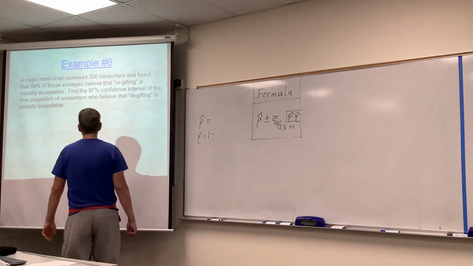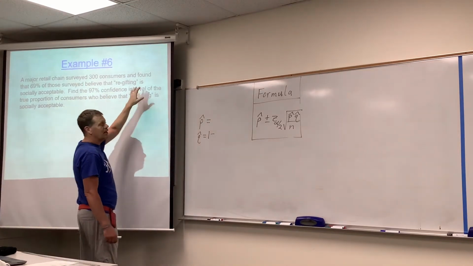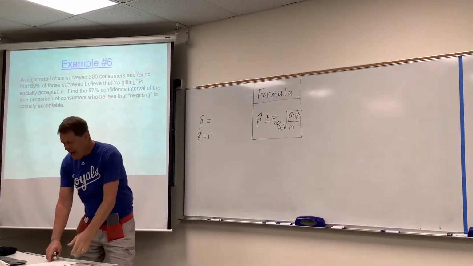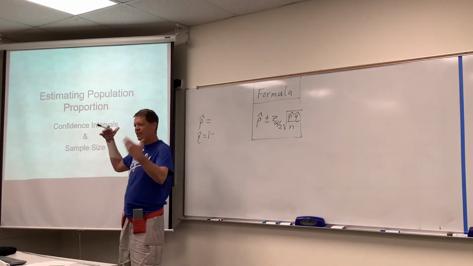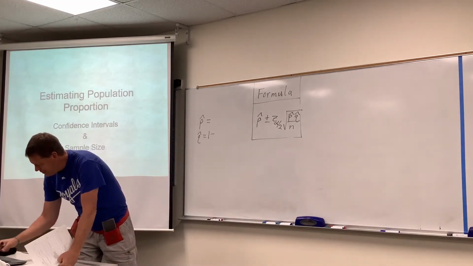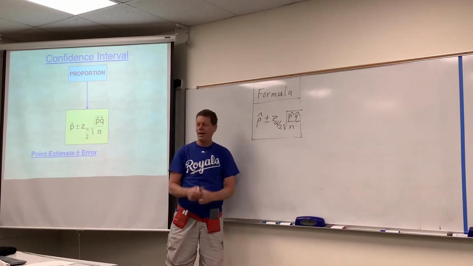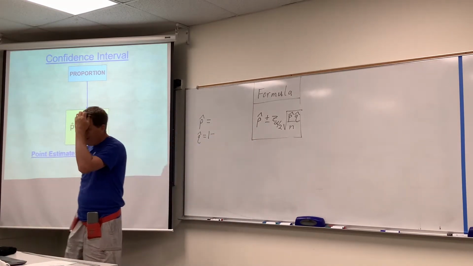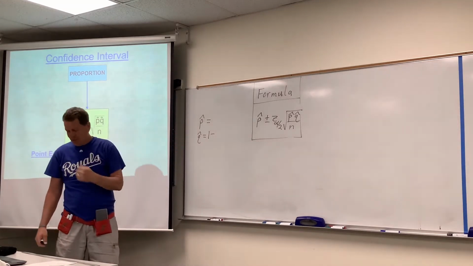Okay, let's cut to the chase. They want us to find a 97% confidence interval. They do not want us to find a sample size. They want us to find a confidence interval. So, of the two options, that would be our formula. I left it in from the previous one. It all boils down to finding p hat, q hat, z, and all those things.